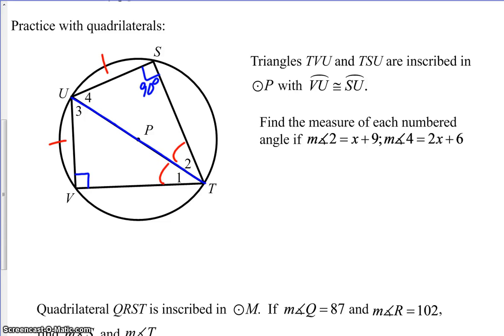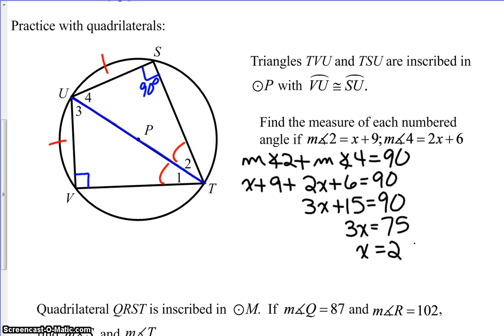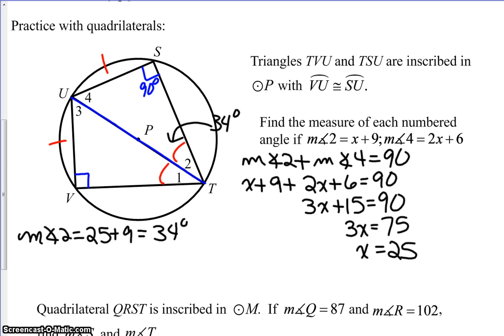So I know that the measure of angle 2 plus the measure of angle 4 equals 90, or x plus 9 plus 2x plus 6 equals 90. That gives me 3x plus 15 equals 90, or 3x equals 75, and x equals 25. Using that, I can now figure out what each of these angles are. I know that the measure of angle 2 equals 25 plus 9, or 34 degrees. So I know angle 2 here is 34 degrees.